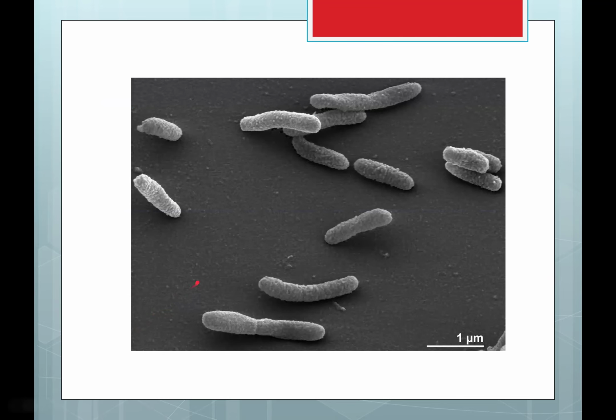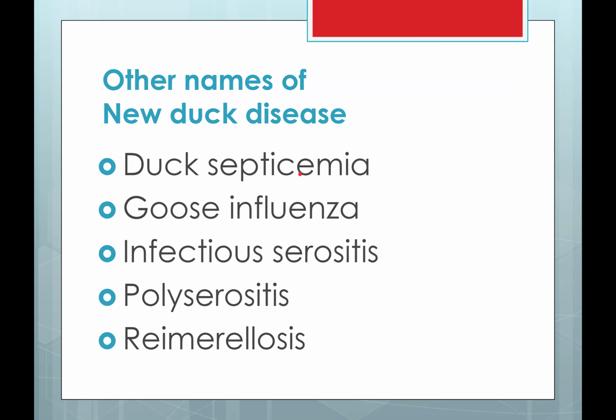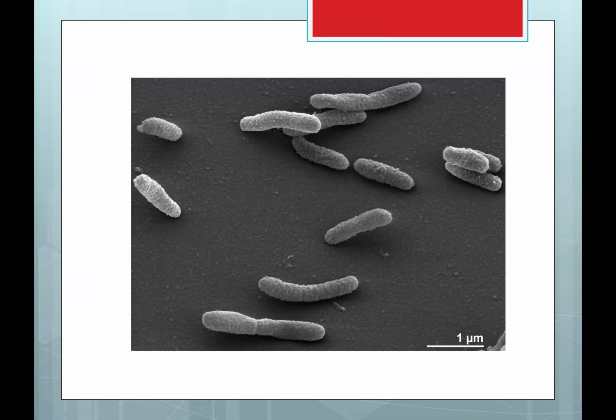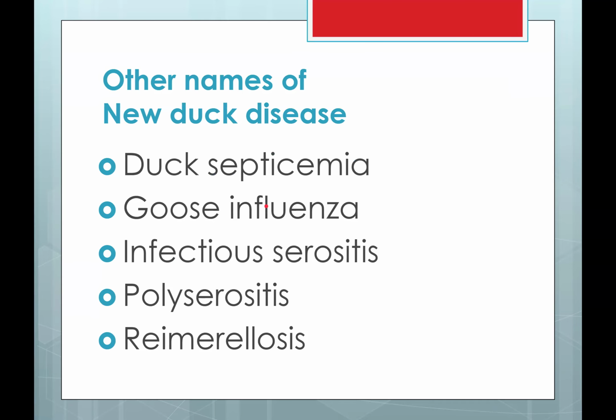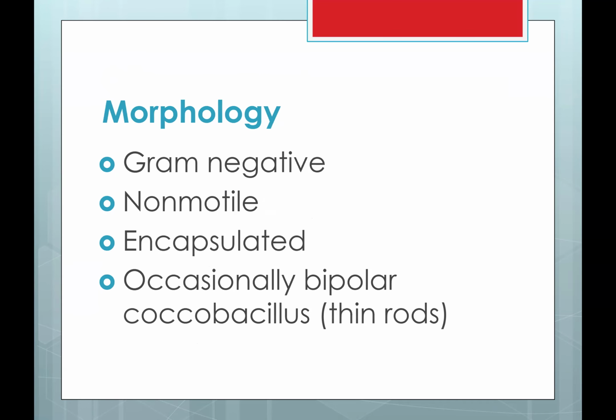of ducks. So this is what it looks like. So small rods, and they can also appear filamentous, no? Just like the one. There's a gram-negative picture, like this one. Other names would be duck septicemia, goose influenza, infectious serositis, polyserositis, and rhinorrheliosis. So those are the other names of new duck disease.